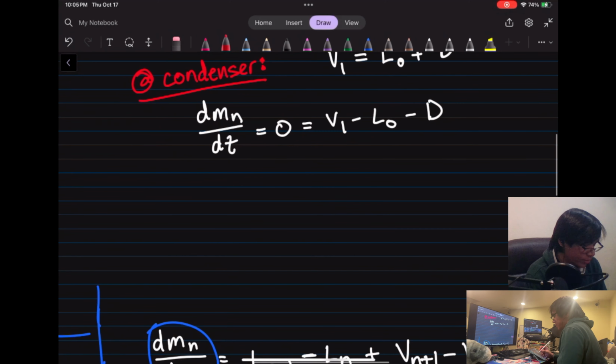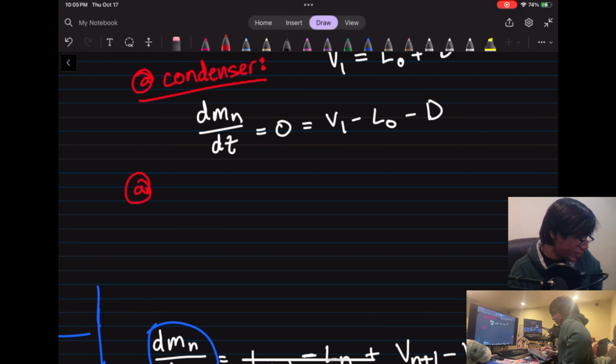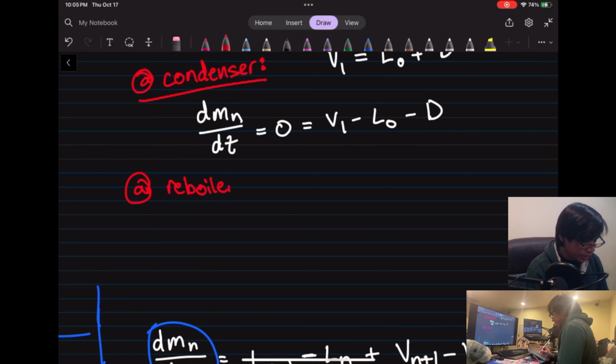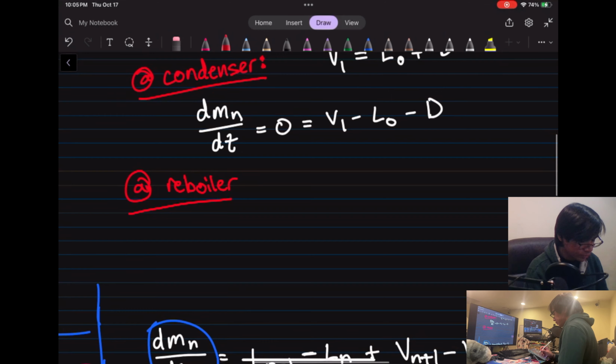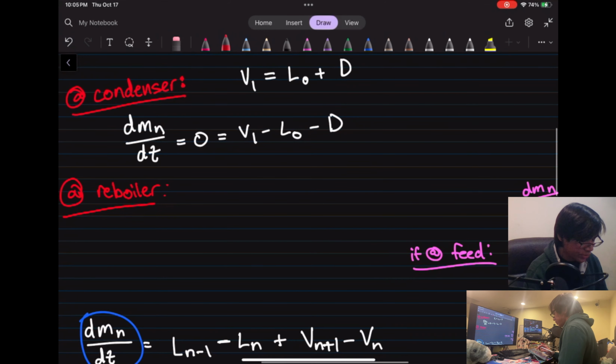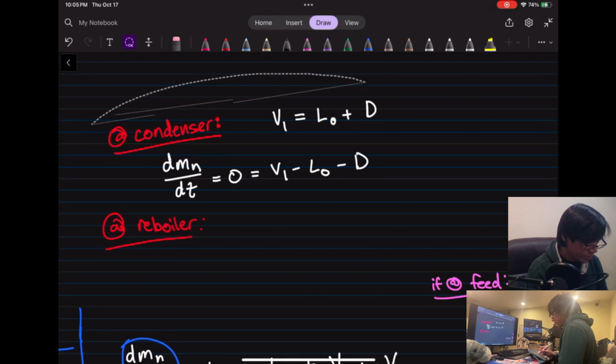So at the, my voice is getting hoarse. At the reboiler now, oh yeah, I guess I should also do the mole fractions, so I guess I'll move this up a little.